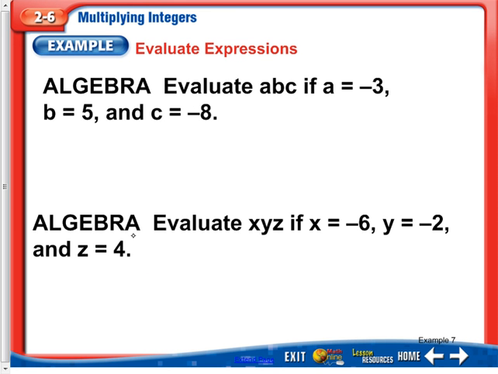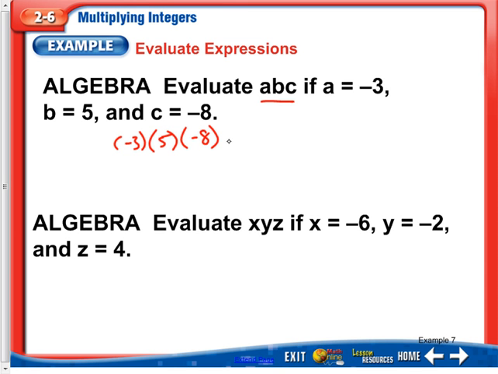All right, some algebra here. We need to substitute some numbers for letters, okay? It says evaluate A, B, C. Well, this is A times B times C. Whenever letters are right next to each other, we are going to multiply. So let's go ahead and substitute, all right? We'll do negative 3 times 5 times negative 8.